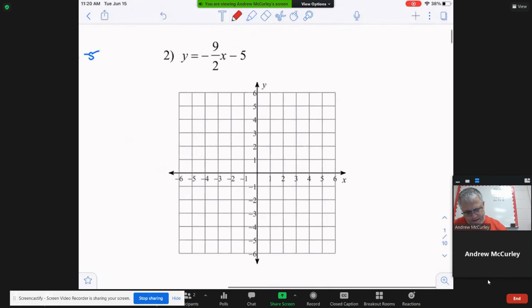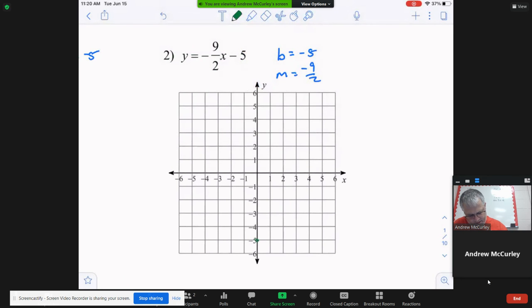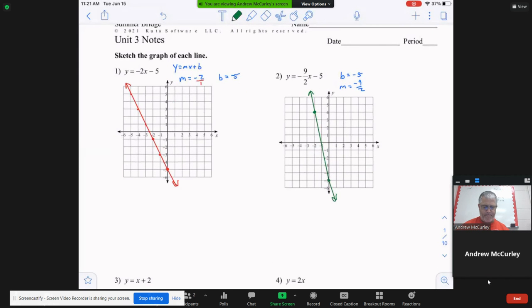All right, let's do this one. So again, it's worth the time to say, okay, my y-intercept is -5. My slope is -9/2. So I'm going to start at, green this time, -5. So again, down 9, nope. I'm going to go up 9 and to the left 2. Rise over run, rise over run. I'm going to connect those two lines. And that's it. There's our next line. So from slope-intercept form, it's really not that bad.